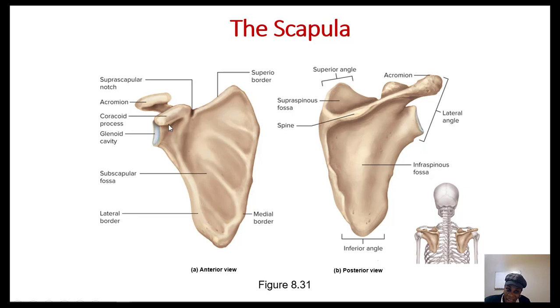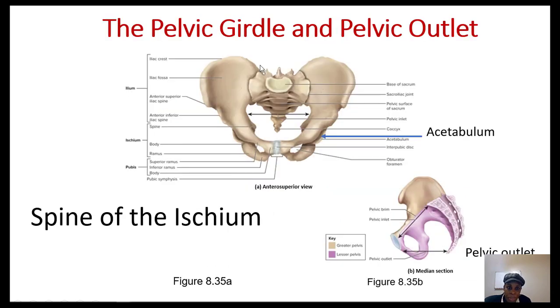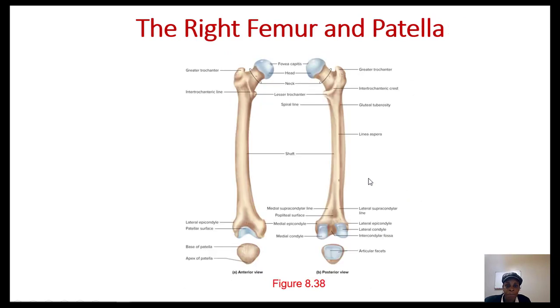Remember the process, again, is an extension of the bone. The pelvic girdle and pelvic outlet. You need to understand the spine of the ischium is right in the middle. It forms the pelvic outlet. The distance between, you see here, the pubic symphysis here to the sacrum here, the coccyx here. This distance is the pelvic outlet. And the pelvic inlet is going to be this pubic symphysis up to the sacrum here. And the acetabulum is the socket in which the femur goes into. The head of the femur goes into the acetabulum.